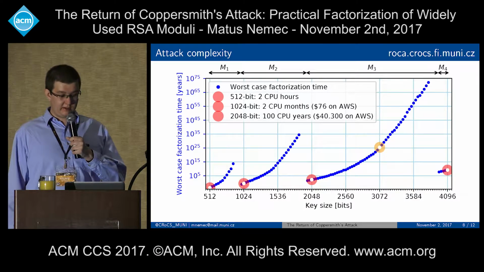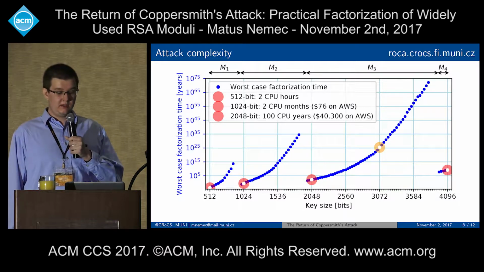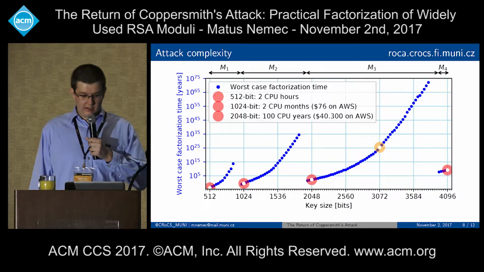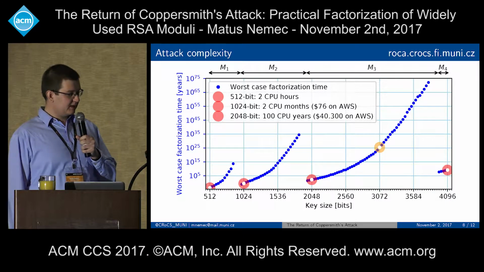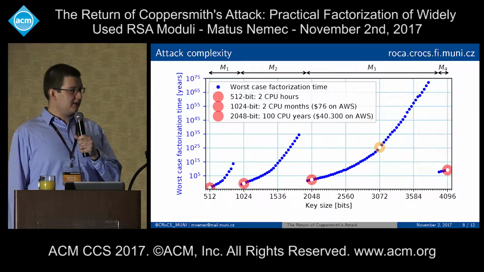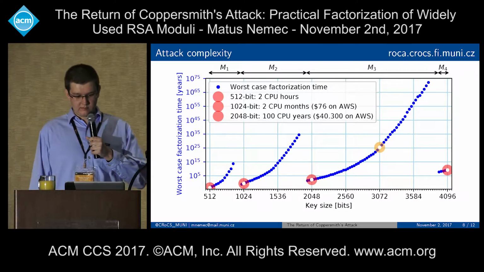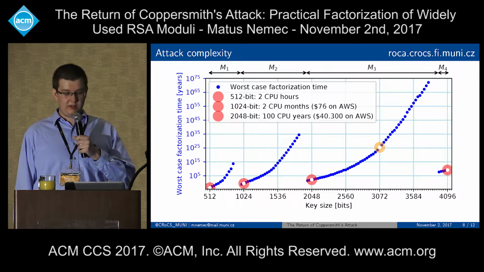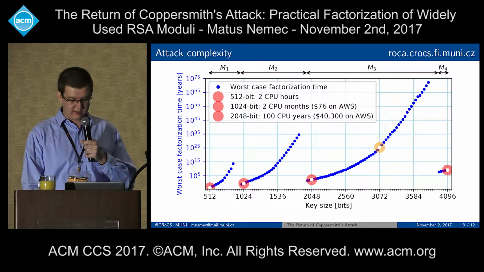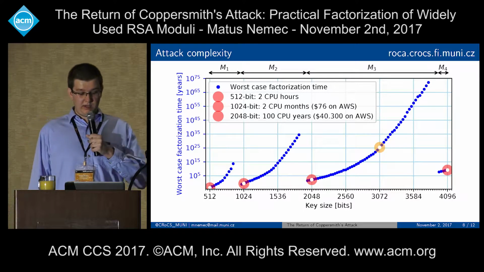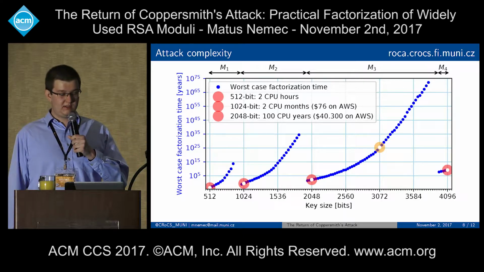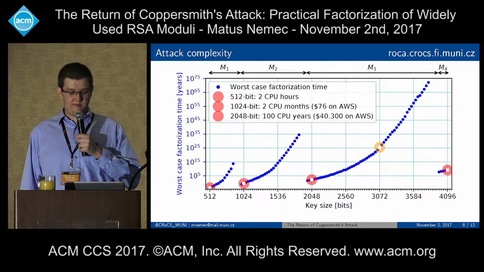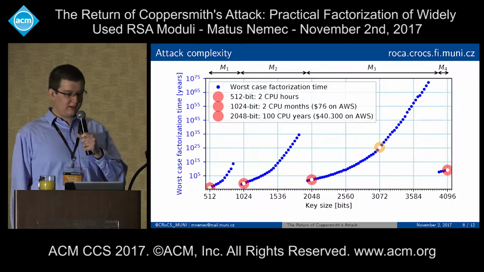These range from 512 to 4096 bits in 32-bit increments and are displayed on the horizontal axis. On the vertical axis, which is in logarithmic scale, we can see the worst case factorization time in years. The average case for the factorization is half of the values, but of course, some keys can be factored much faster. If we begin with the keys of 512 bits, we can note that these can be factored in under 2 CPU hours. The attack complexity then quickly increases.